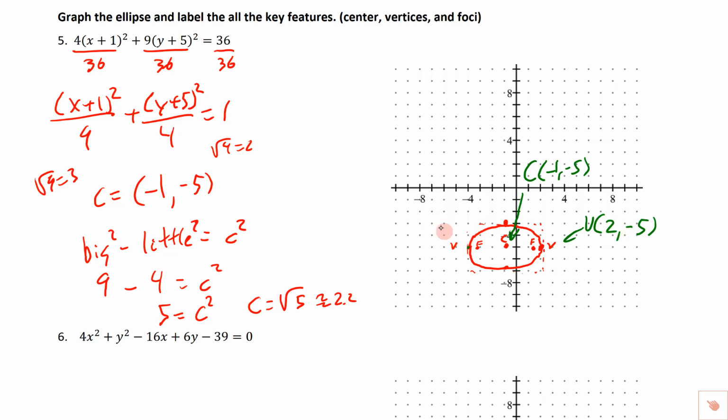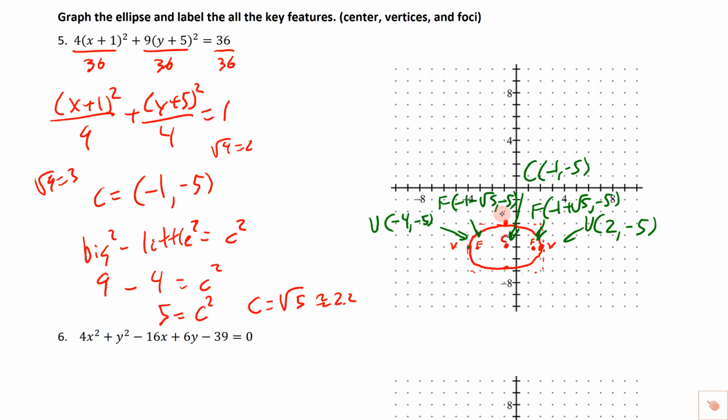And then in the other direction, okay, that vertex is, we were at negative 1, negative 5, and we went 3 units that direction, so that should put us at negative 4. So negative 4, negative 5. And then we were at the center here, and we needed to move radical 5 this direction. So this focus is going to be negative 1 plus radical 5 comma negative 5, because notice all those y coordinates stay the same. And then this one over here, the focus on this end, that one's going to be negative 1 minus radical 5 comma negative 5.